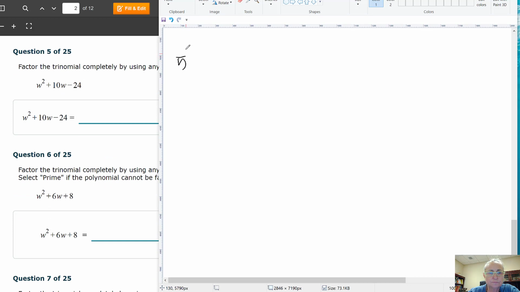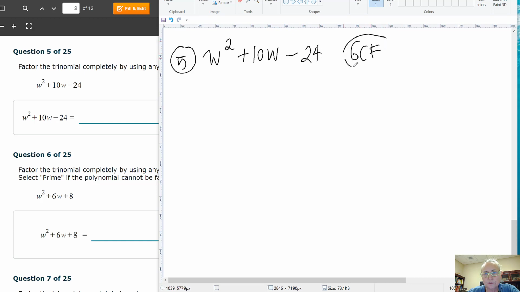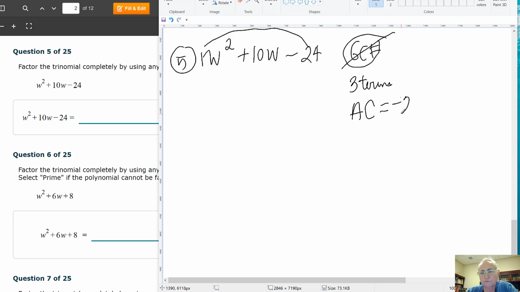Number 5. W squared plus 10W minus 24. So I look for GCF, and there's no GCF. I count my terms. There are 3 terms. So since there are 3 terms, I use the AC method, and for us, AC is -24, and my B is +10.